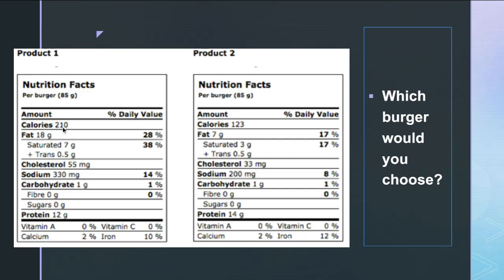Burger 1, the calories are 210. Burger 2, calories are 125. Okay, so you have way more calories initially. Fat is higher in burger 1 than it is in burger 2. Cholesterol, higher. Sodium, higher. Carbohydrates, sugars, about the same. Protein, about the same. And then not anything really significant down here. So just based on calories, the fat, the cholesterol, the sodium, I think that I would be choosing burger 2, okay, which is a little bit lower in all of those.